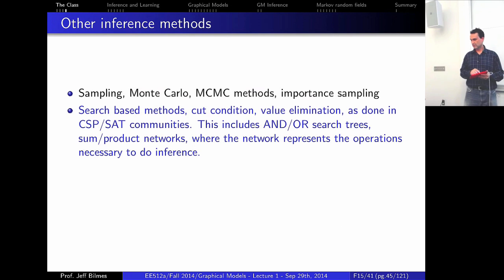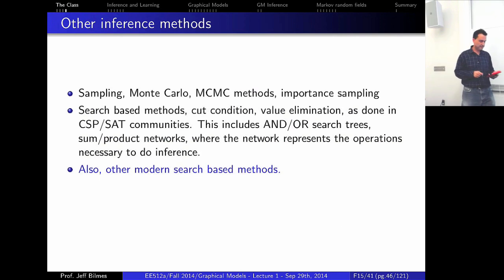There's also, it turns out, that certain inference problems are very related to constraint satisfaction problems and SAT solvers. And there are a lot of methods based on search strategies that have come out of the field of artificial intelligence that can be used for solving certain inference problems. This includes things like and/or search trees, which are basically data structures that represent the low-level mathematical operations necessary to actually do an inference problem. And so we'll be talking a little bit about these sorts of things as well.